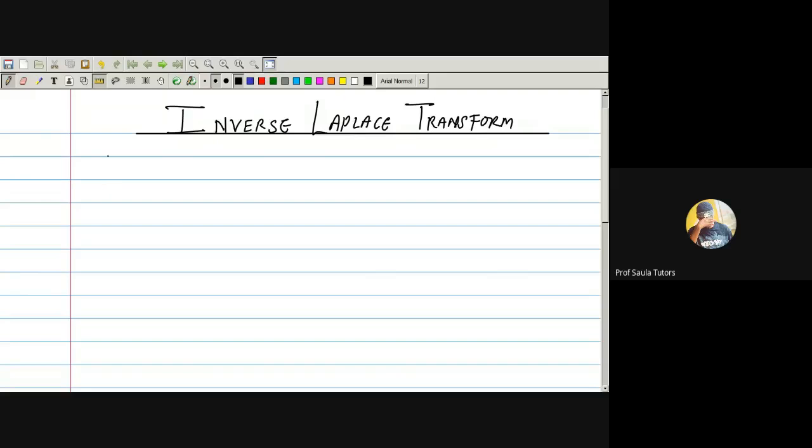Okay, remember that we define the Laplace transform of a function of t to be a function of s. That is the integral from 0 to infinity of e raised to power minus st times f of t dt. And remember that for the Laplace transform of a function f of t, you always give me F of s. Do you remember?